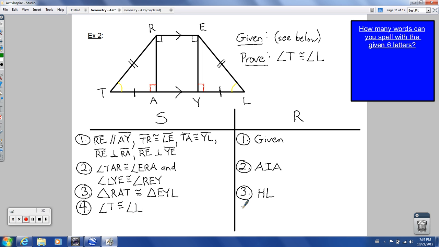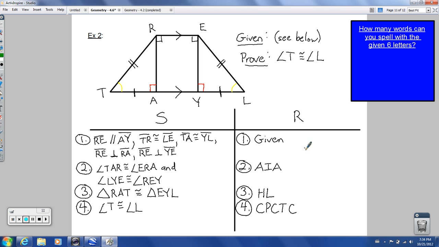Do you remember the corresponding parts of congruent triangles being congruent? That's what we're talking about. Corresponding parts, CP, of congruent triangles, CT, are congruent. Corresponding parts of congruent triangles are congruent. CPCTC is what we have right there.